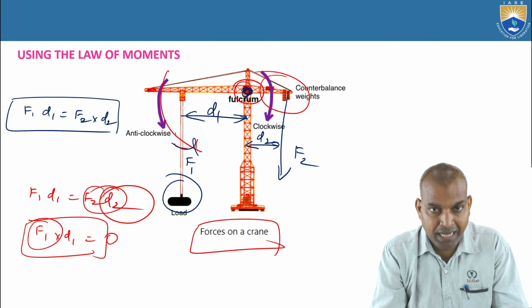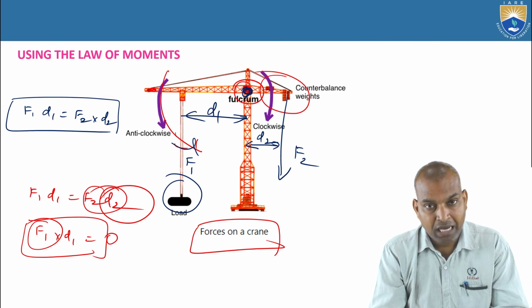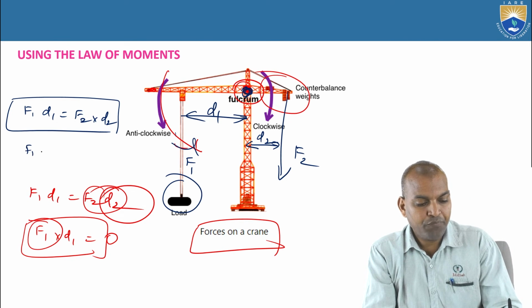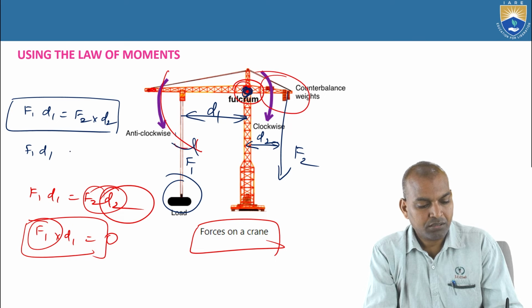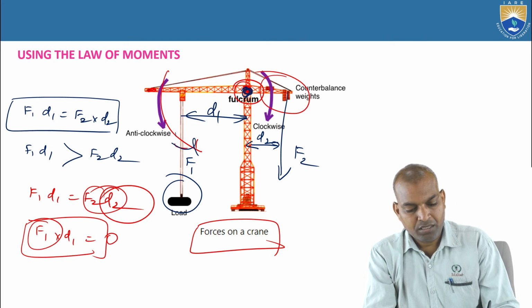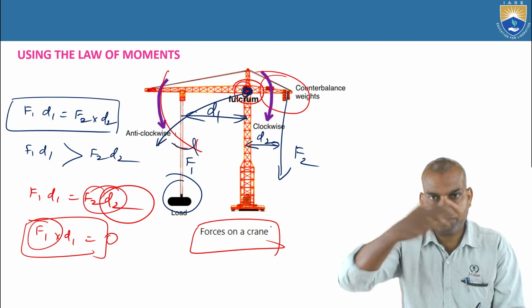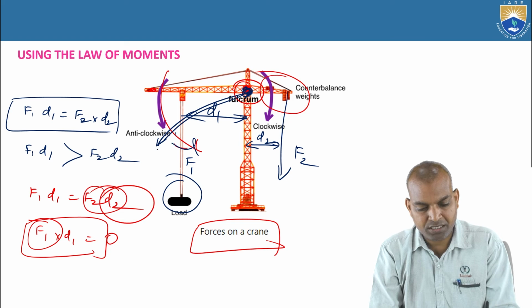If it is not, what will happen? Unbalancing. Unbalancing means, suppose F1 D1 is greater than F2 D2. What will happen? F1 D1 is greater means that it will bend. The bending movement takes place about this point. It will bend down.